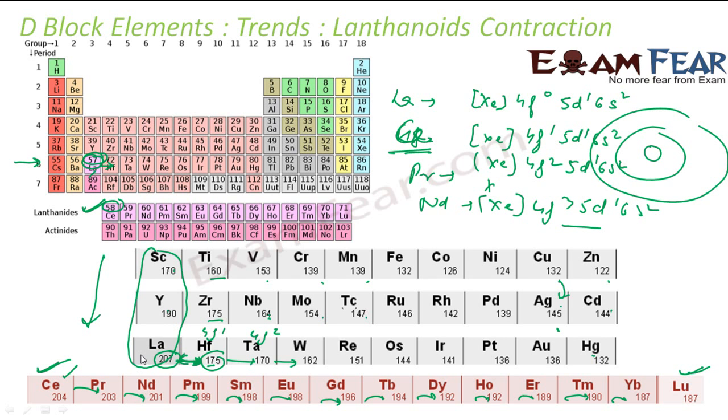So if you see here, what is happening is the f orbitals are getting filled. If we compare the electronic configuration of, let's suppose, lanthanum to lutetium, the last element, the electronic configuration will be xenon, all these 4f orbitals filled, then 5d1, 6s2. And after this, if you talk about hafnium, in that case the 5d orbitals will start getting filled.